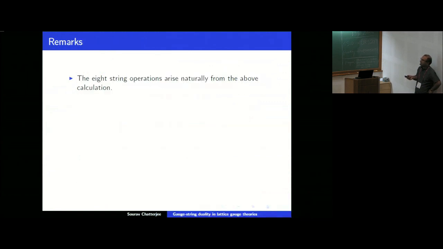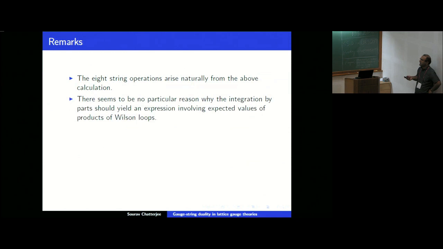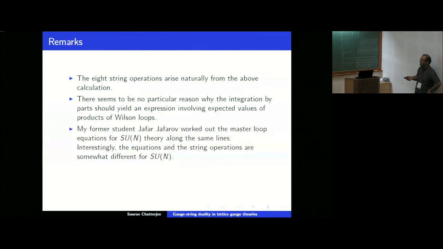Okay. Here are the remarks. So the 8 string operations that I wrote down, they arise naturally from this calculation. I didn't guess those. And there seems to be no particular reason why this should happen, except that it just happens. And as I said in the beginning, Spenta has this paper where you start from this Wilson loop expectation, you can write down, and similar kinds of operations come in. And Jafarov, who's a former student of mine, worked out these equations for SUN theory, and the operations are a little different.